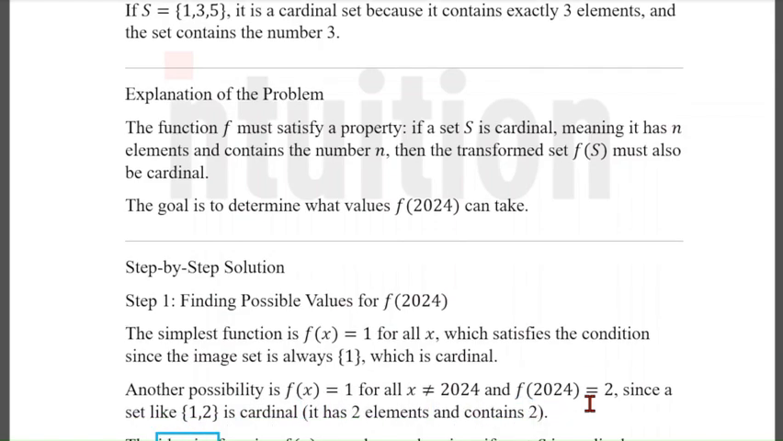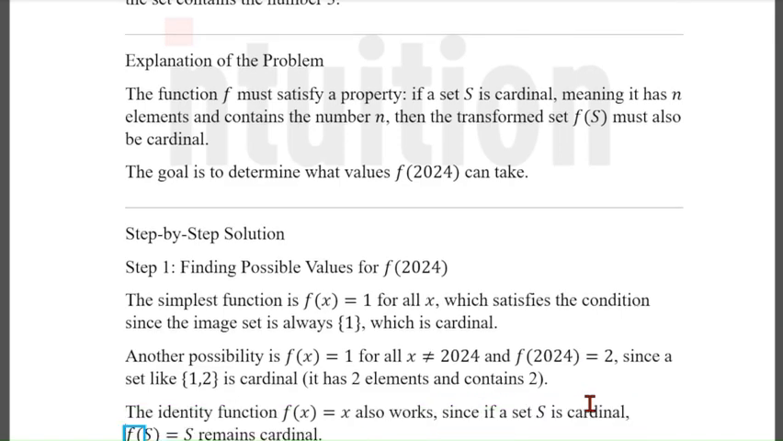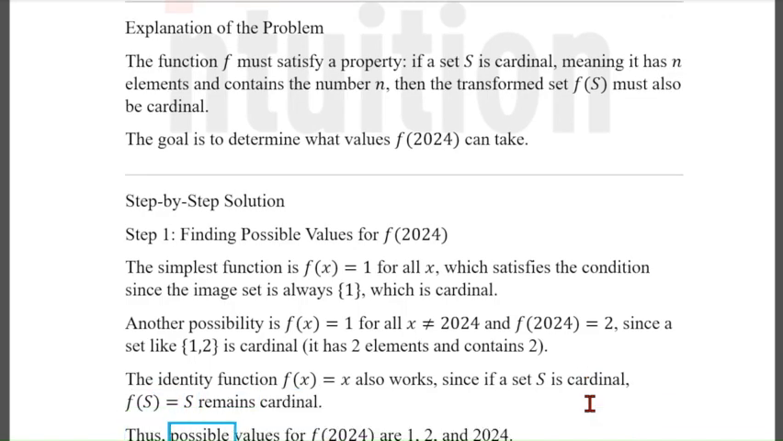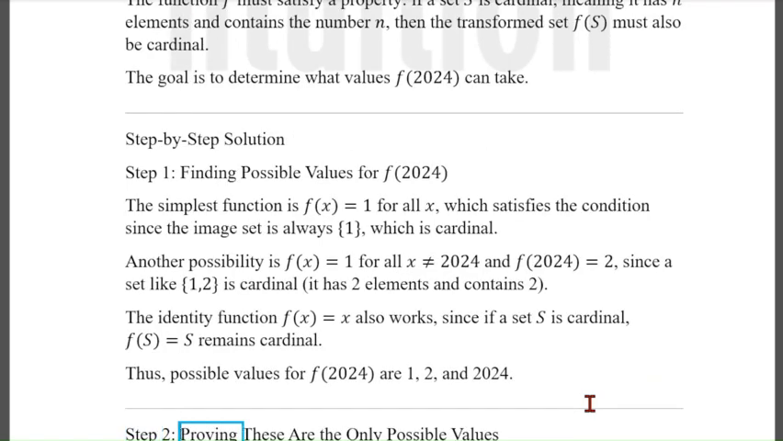The identity function f(x) = x also works, since if a set S is cardinal, f(S) = S remains cardinal. Thus, possible values for f(2024) are 1, 2, and 2024. Step 2. Proving these are the only possible values.